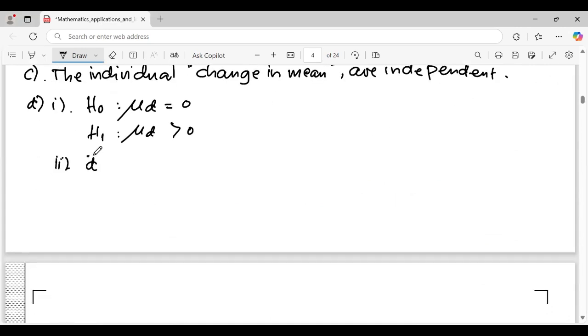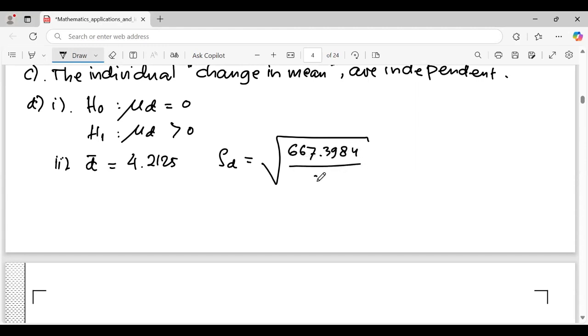Next, we're going to determine the standard deviation. The mean is 4.2125, and the standard deviation of D, or S_D, is the square root of 667.3984 divided by 8 minus 1. It is 9.771.